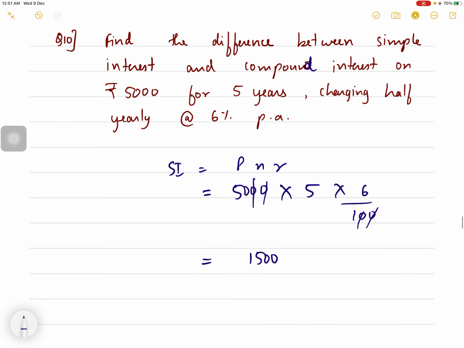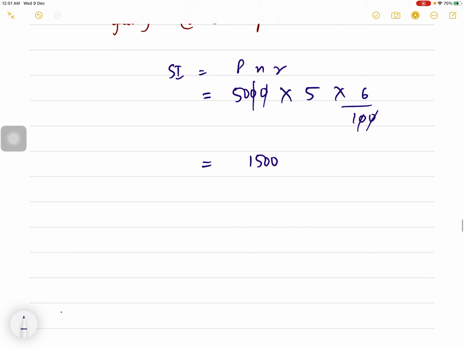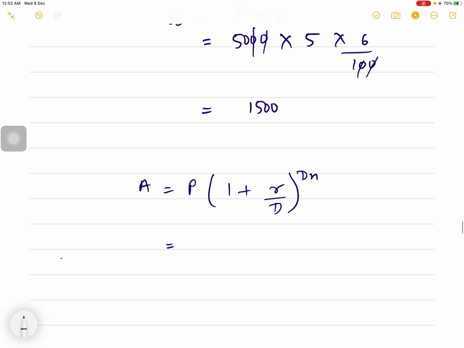Compound interest, charging half yearly. So charging half yearly means compounded half yearly. Compounded half yearly means D is equal to 2, compounded twice in a year. So D is equal to 2. So A is equal to P into 1 plus R upon D raised to Dn.